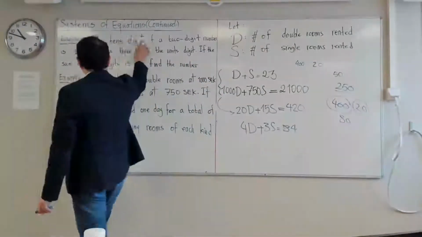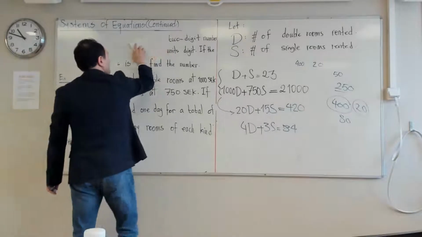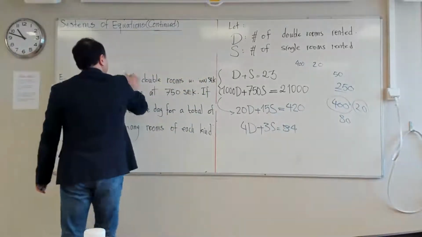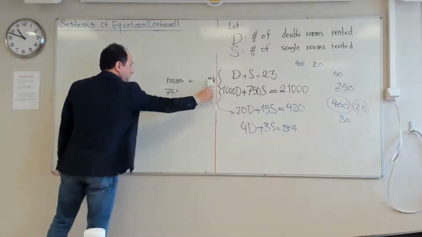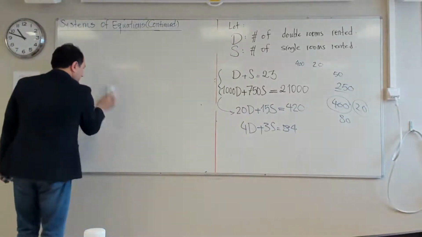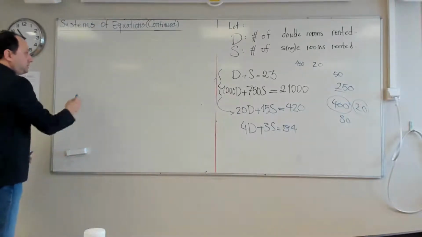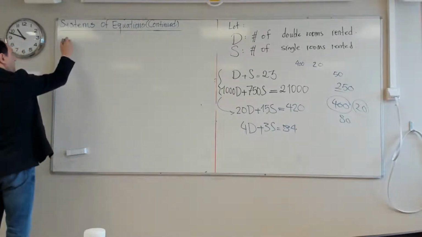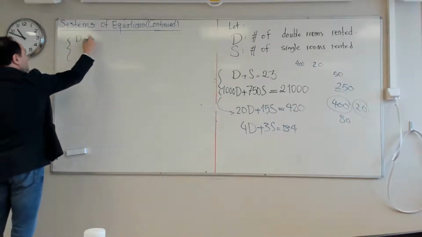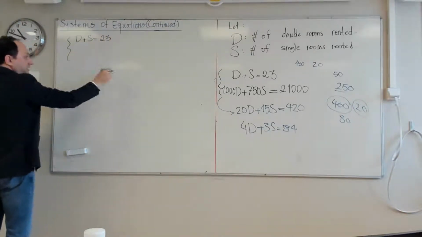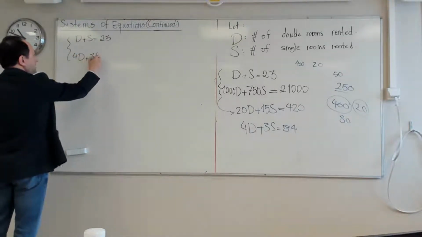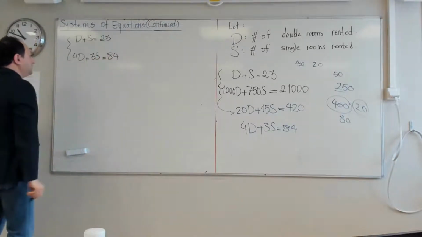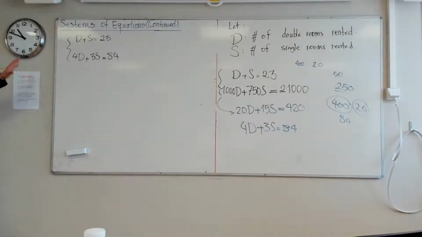Let me rewrite everything here once more, properly. I have d plus s is equal to 23, and then 4d plus 3s is equal to 84. I intentionally want to solve this problem using the addition method to review things.